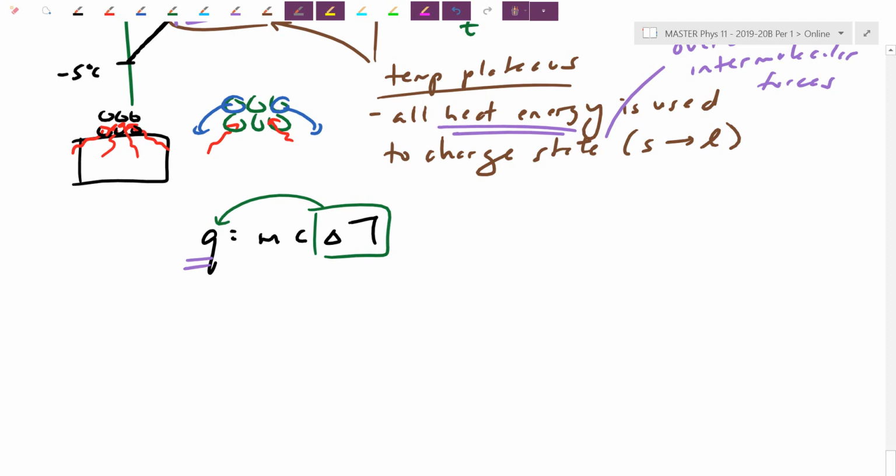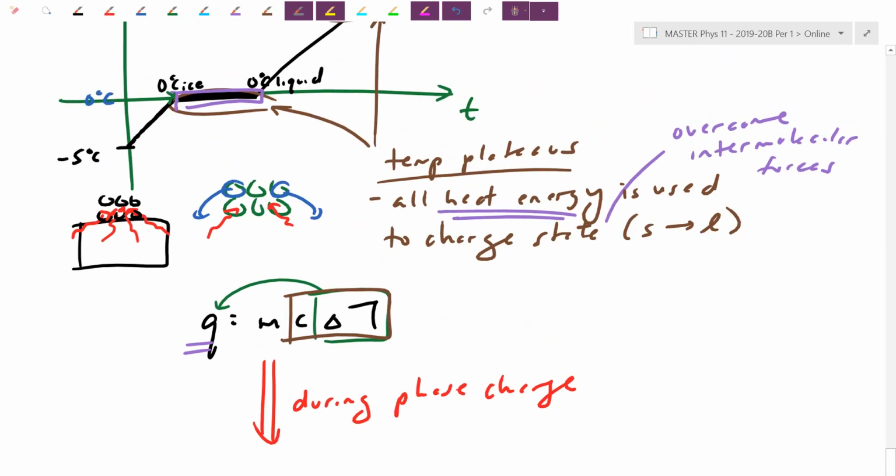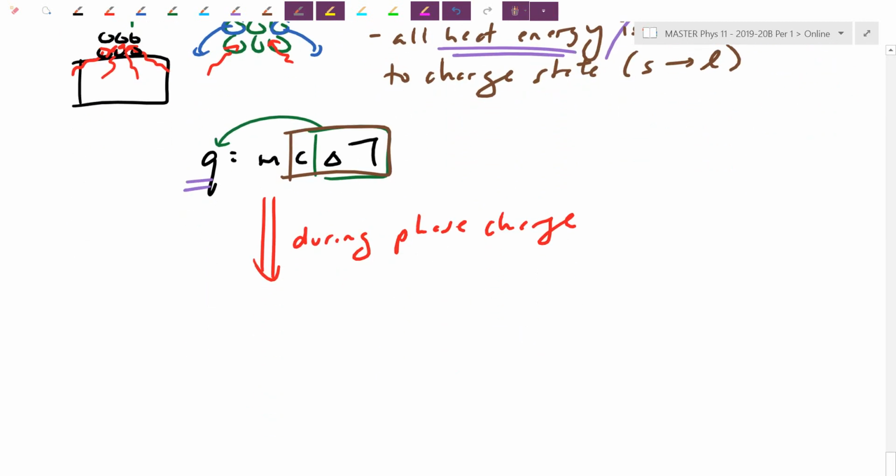What we're going to do here is make a small correction term. And this is only during a phase change. If we're not at a phase change, the formula from earlier works fine. Q is equal to mc delta T. During a phase change, we're going to hide this c delta T term. We're going to hide the fact that the temperature plateaus in a new constant. We'll call it Q is equal to m. The hidden term here is now called L.